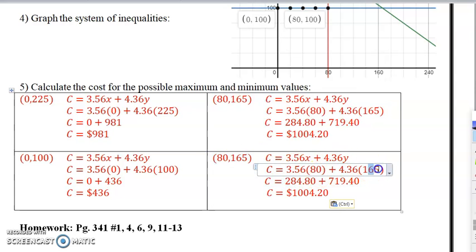And we do the same thing, only with the 100. All right, this would be 100, which would make that 436, which would add up to $720.80. So the maximum cost would be $1,004.20 based on all of the restrictions and the constraints given in the inequalities.